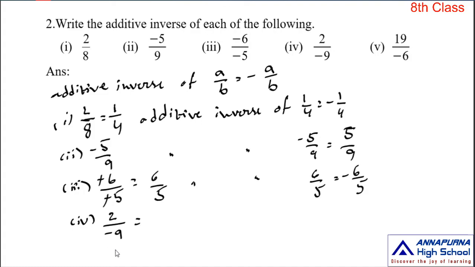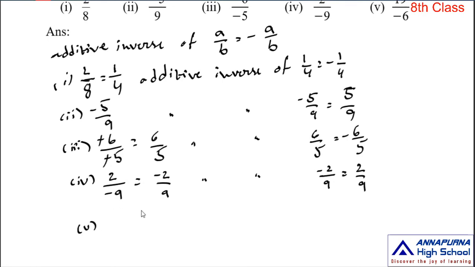So it is not in standard form. Why? Because the denominator is negative. So multiply the numerator and denominator by minus 1, then you get minus 2 by 9. So its additive inverse is plus 2 by 9.